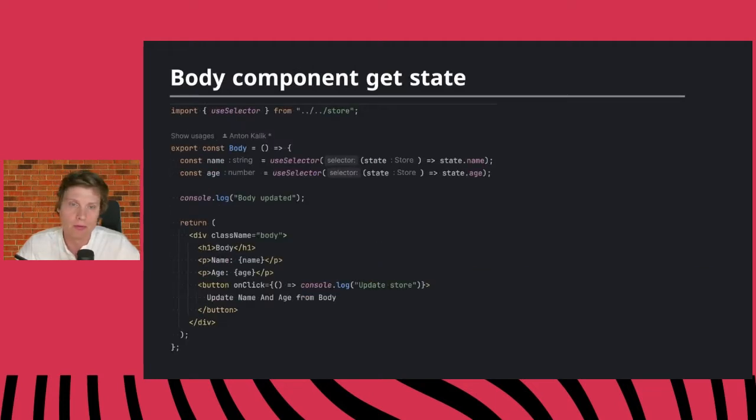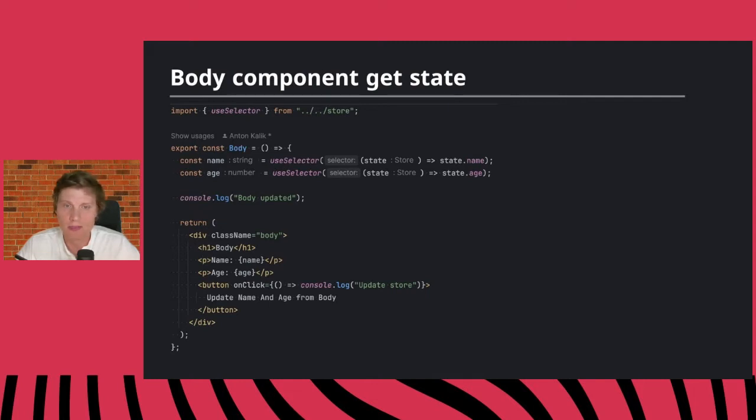And okay, let's try to implement this. Let's go to the body. Here you can see that I already removed the previous dummy name and age. Now I'm just using those selectors in order to get this data from the store. So here you can see that name and age we're already reading from the store and rendering it. And I still keep this update store button as it is.